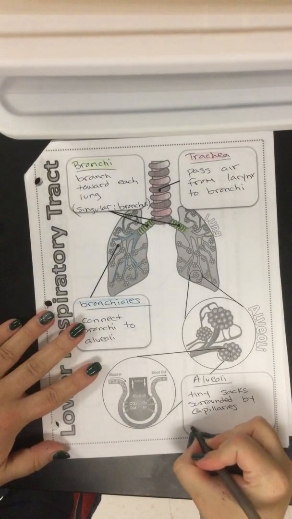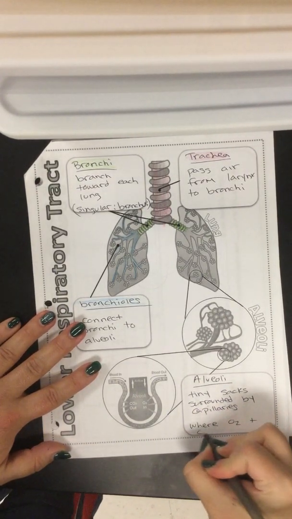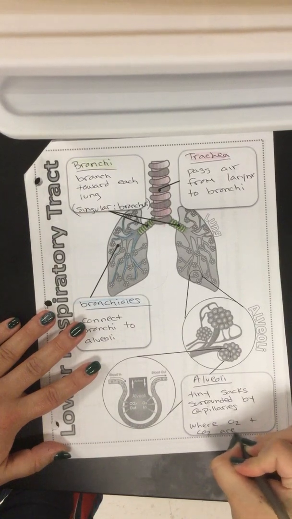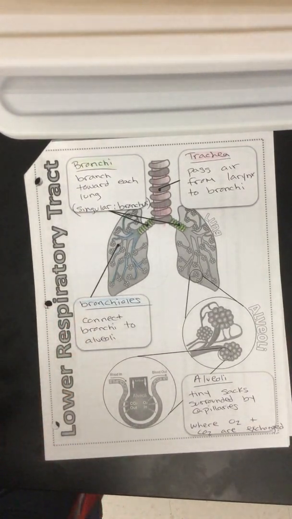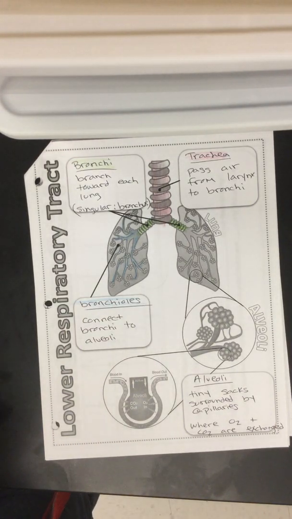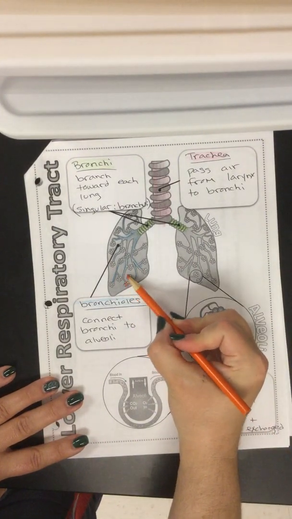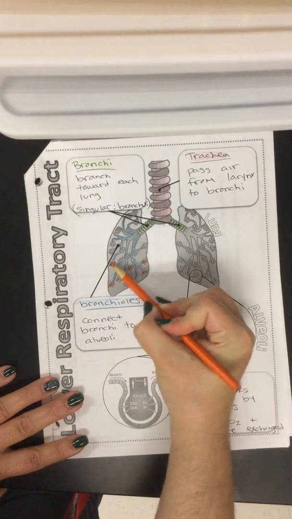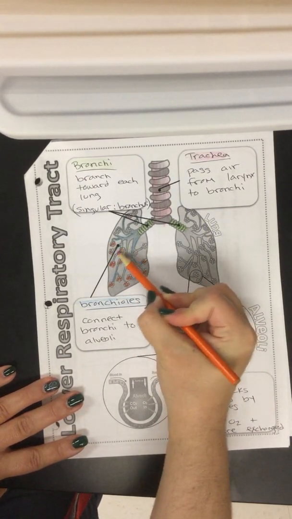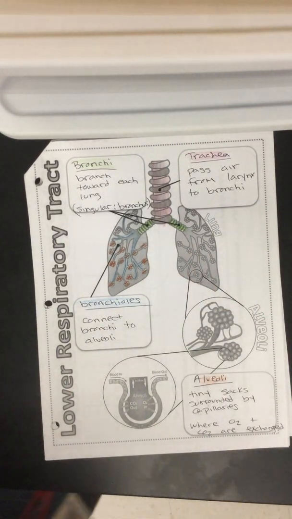And this is where oxygen and CO2 are exchanged, which is what it's showing in this picture. The arrows are kind of hard to see, so I'll come in and color those in a second. But the alveoli are all these little things that kind of look like flowers. Those are all alveoli. You can color in more if you'd like.